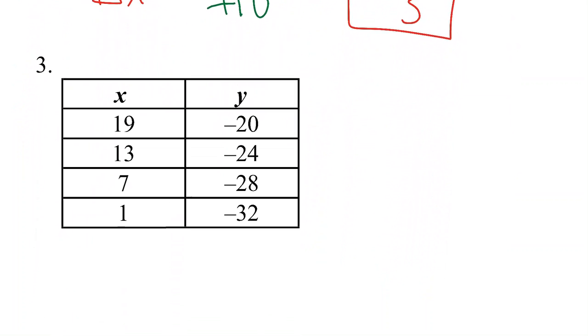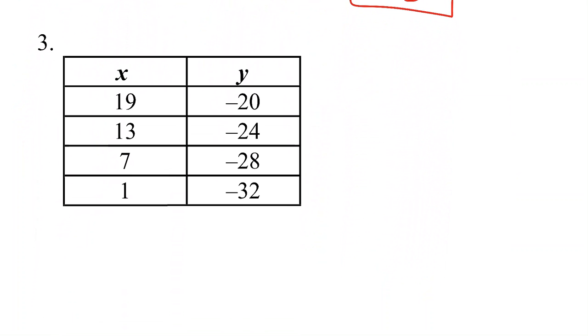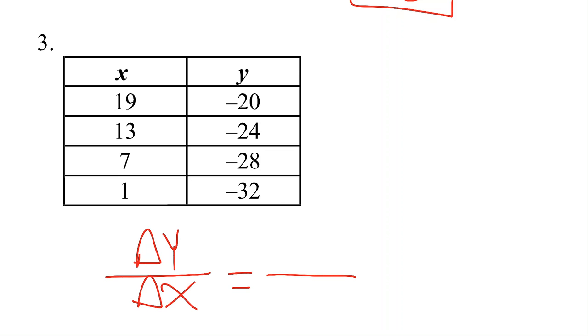All right, let's go to number 3. Again, you want to figure out the rate of change. So let's figure out the change in y divided by the change in x. Now the lines I give you guys are linear, so it's going to have a constant rate of change. So you can actually pick any points. I'm going to try something different. I'm going to go from this value to this value.